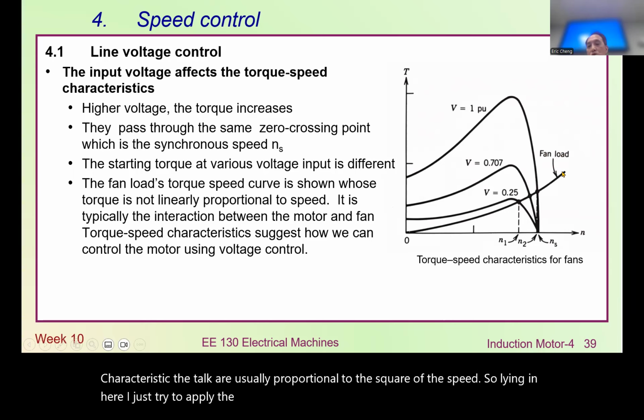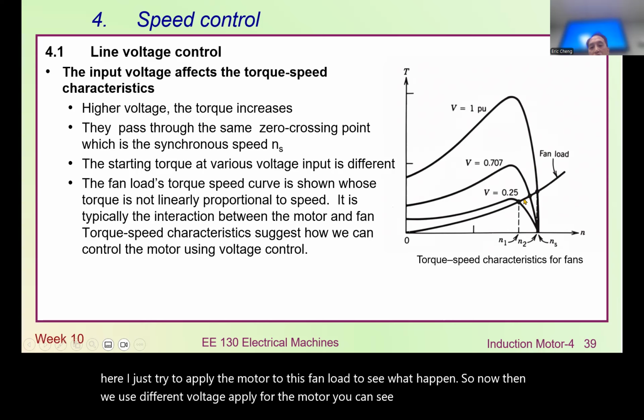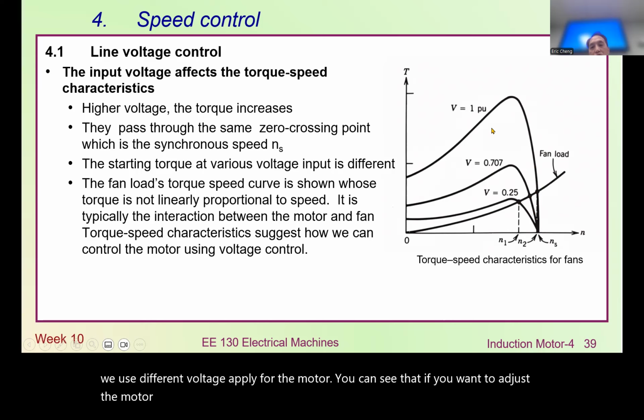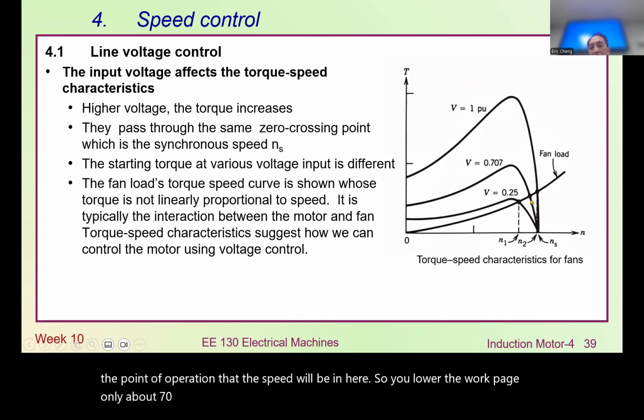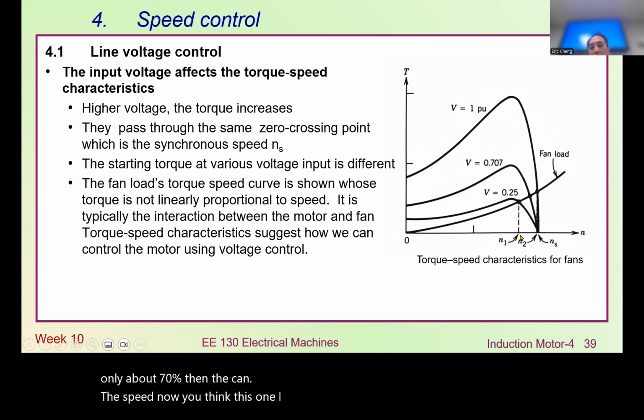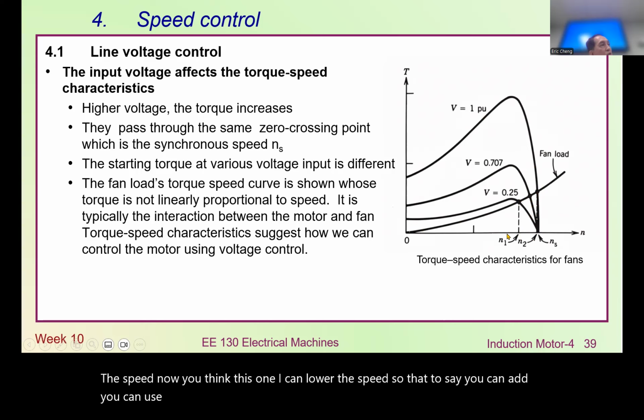So now we use different voltages applied to the motor. You can see that if we want to adjust the motor speed, when we're using this full voltage, this is the point, the intercept is the point of operation. Then the speed will be in here. So when we lower the voltage to only about 70%, then I can lower the speed. When I'm using this one, I can lower the speed. So that is to say, you can use different voltages, and you can therefore adjust the speed.